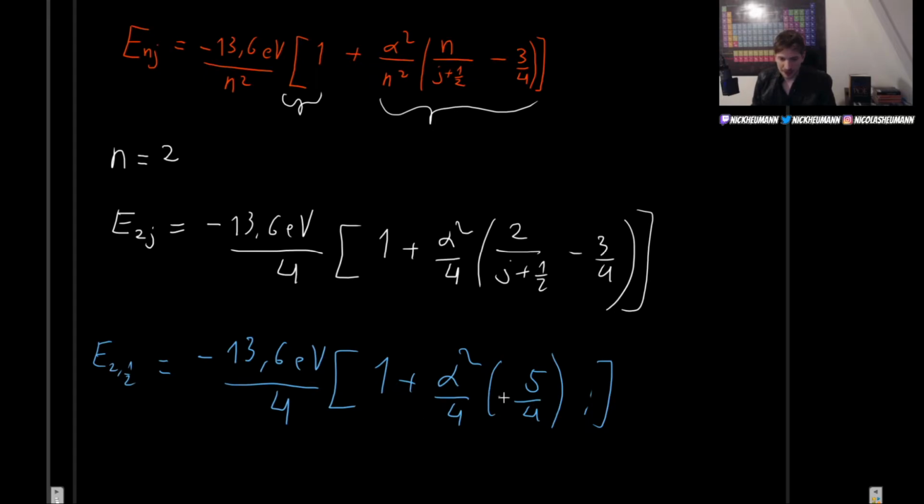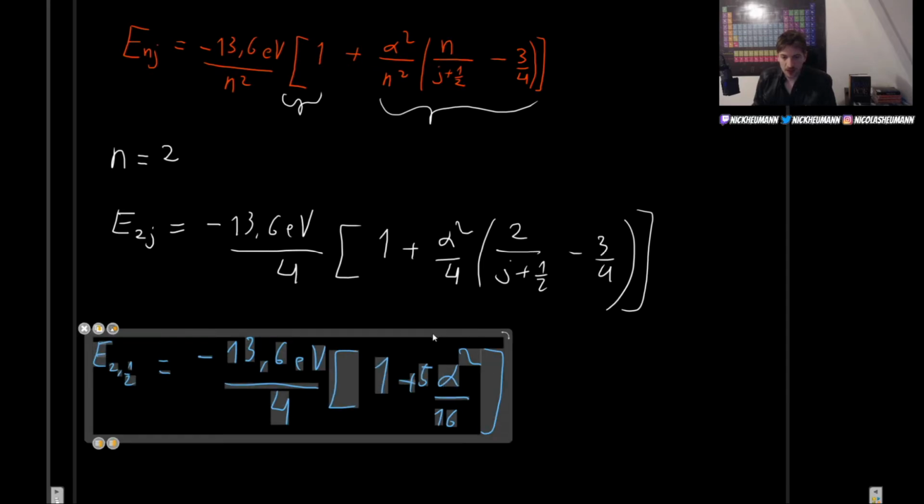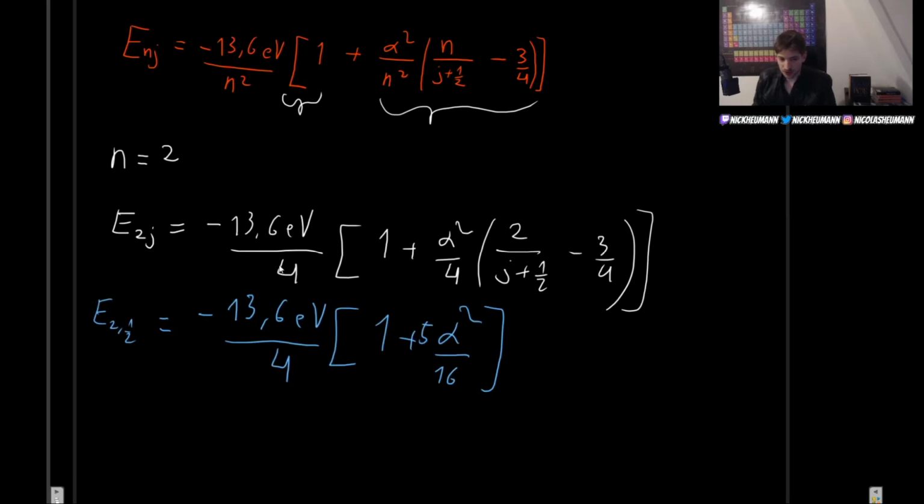And well, we can now multiply it through, of course. And we will get 5 alpha squared divided by 16. So this is the energy of the hydrogen atom, including the fine structure, all right? And we will now do the same for j equals 3/2.